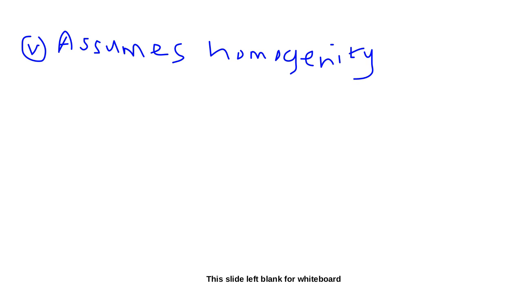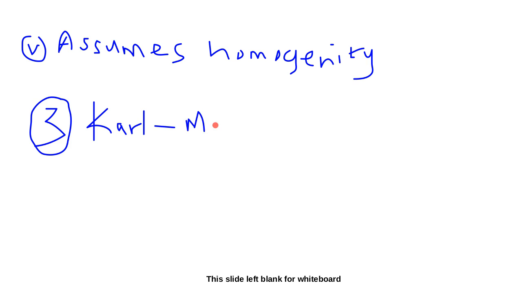So the next theory, number 3, we are talking about Karl Marx. I like this guy so much. He's so instrumental in economics. He's called Karl Marx. I know some people are thinking about Karl Pearson, but here we are talking about Karl Marx. It's called the Karl Marx theory of wage determination.